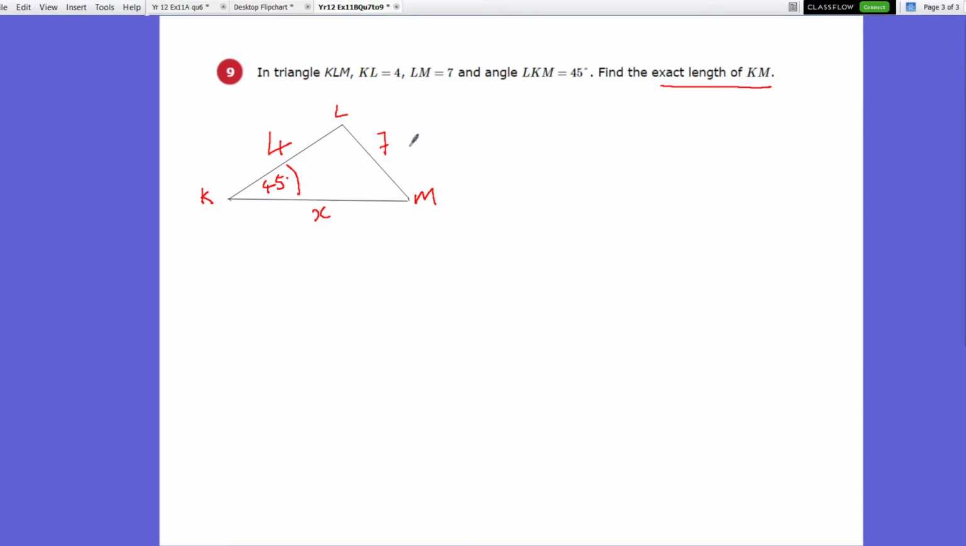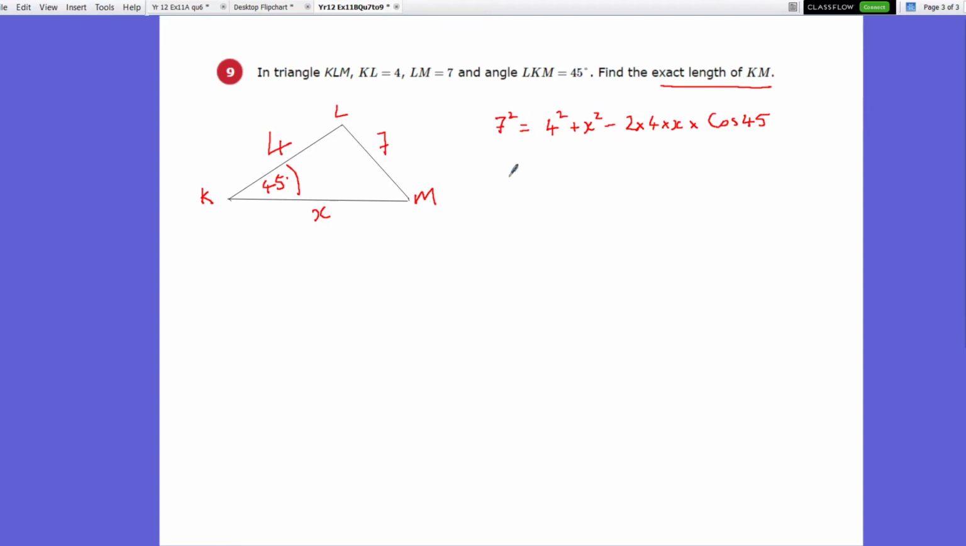So let's just start with the side. This side is opposite that angle. So we've got 7 squared is going to equal, now the two other sides, we've got 4 squared plus x squared minus, then it's 2 times those two sides times each other, so it's going to be 4 multiplied by x multiplied by cos of the angle opposite this side 7, which is 45 degrees.